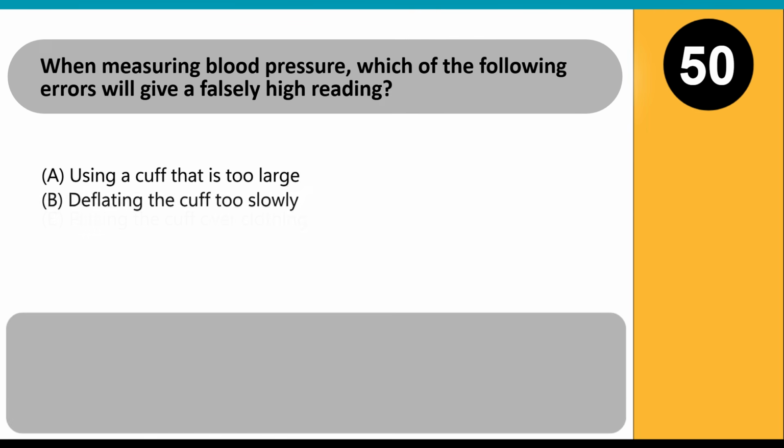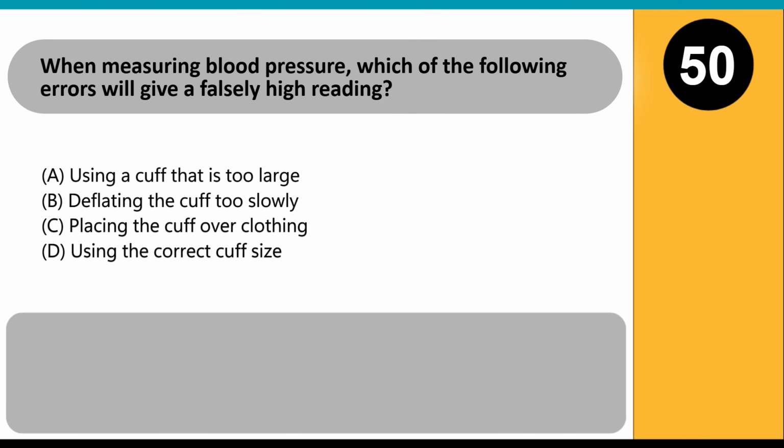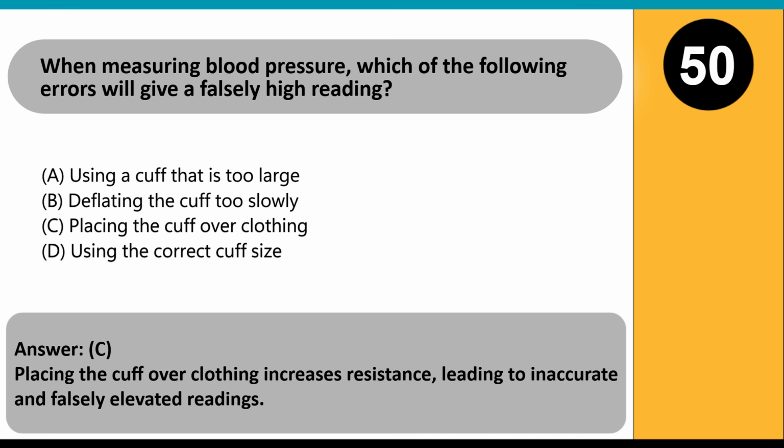When measuring blood pressure, which of the following errors will give a falsely high reading? A. Using a cuff that is too large. B. Deflating the cuff too slowly. C. Placing the cuff over clothing. D. Using the correct cuff size. Answer: C. Placing the cuff over clothing increases resistance, leading to inaccurate and falsely elevated readings.